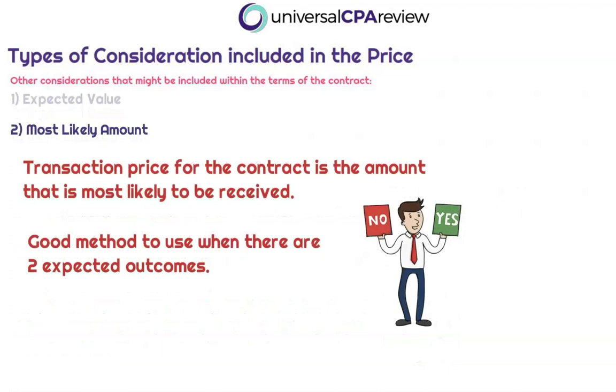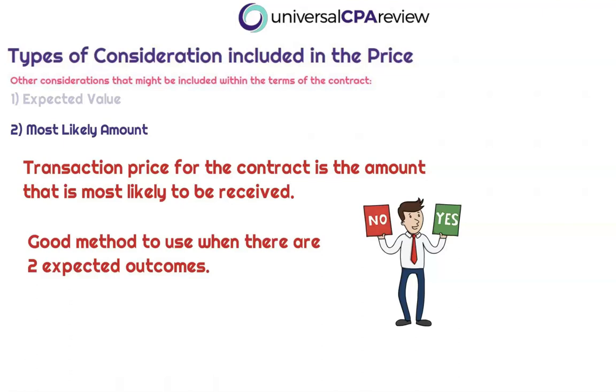The most likely amount is essentially the transaction price for the contract that is most likely to be received. All right, so when would we use this method? This would work well in situations when there are two possible outcomes. So if one of the two real possibilities exists, using the expected value approach would likely result in a transaction price that is significantly different than either of the two possible outcomes.